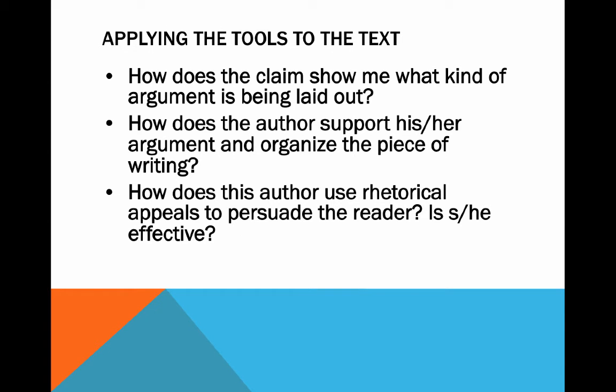Finally, if you've read a text for comprehension and you've got some rhetorical analysis tools in your back pocket, now you need to apply those tools to the text. How does the claim, the author's argument, sometimes you might think about this as a thesis statement, show me what kind of argument is being laid out? So how does that one sentence give me a hint into what kind of argument this is going to be?